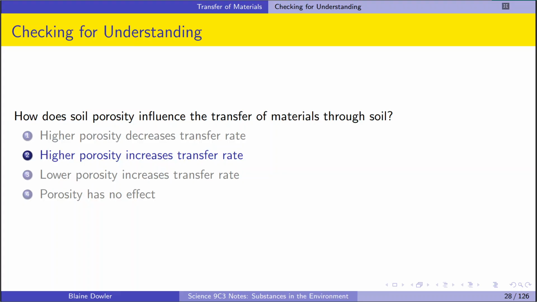Multiple choice test taking tip here. If higher porosity decreases the rate, lower porosity would increase the rate. So our first and third options are either both true or both false. If you can only pick one answer, that eliminates both.